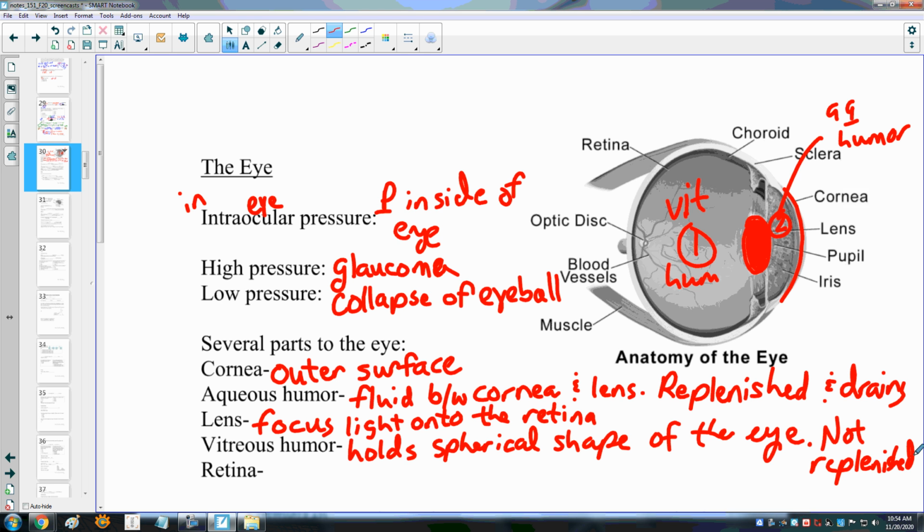Okay, so the vitreous humor holds the spherical shape of the eye and it's not replenished. And then finally, the retina detects the light. We'll talk about the lens and the retina and how all that works, but the retina is on the back of the eyeball, sort of like right here, and it detects the light that's focused from the lens and the cornea.